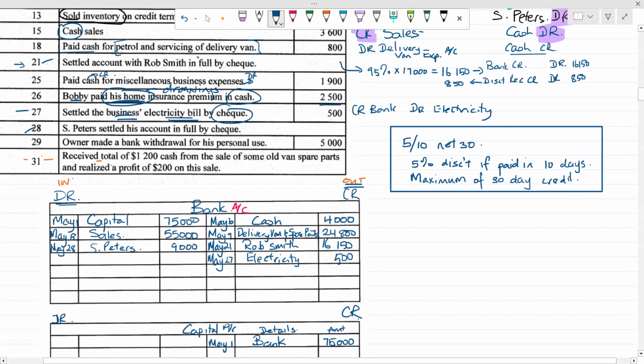Everybody feeling a little more comfortable with this now? Owner made a bank withdrawal for personal use, May 29th. That's another drawing.